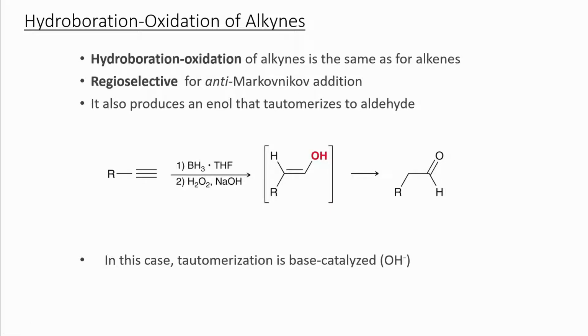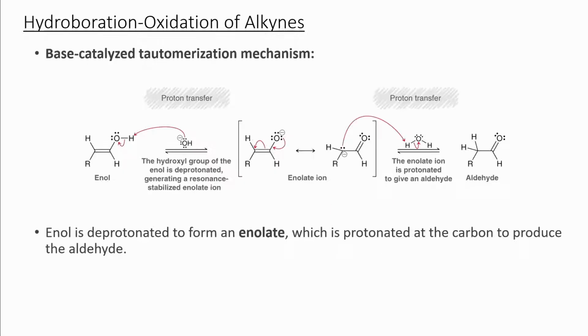Hydroboration-oxidation is a reaction where we learned to convert an alkene into the anti-Markovnikov addition product. This reaction can also occur with alkynes. It will also be regioselective for the anti-Markovnikov addition, and will also produce an enol intermediate that can tautomerize to an aldehyde. In this case, the tautomerization will be a base-catalyzed tautomerization.